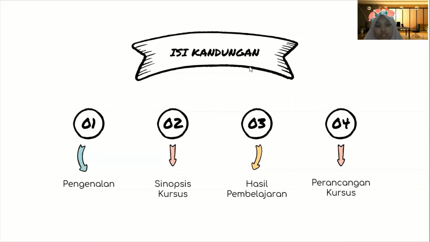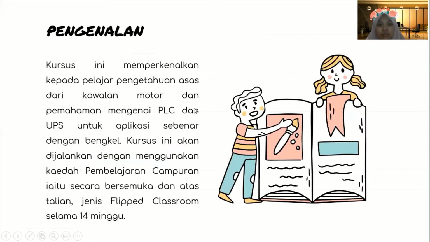For the introduction, this course introduces students the basic knowledge from the motor control and understanding of the PLC. PLC is programmable logic controller, and UPS. UPS is uninterrupted power system. It's just like a power supply for real application with hands-on workshop.